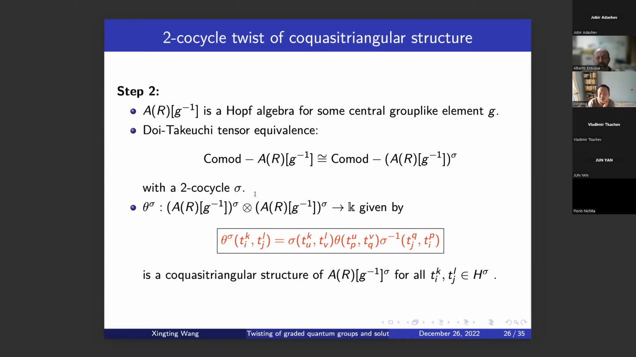Theoretically it works, but practically speaking, as I said, computing two-cocycles of A_R is not easy. Even though we know A_R is a quadratic algebra, after inverting G you don't have a good PBW basis, and you don't know how many elements you should compute. So finding all possible two-cocycles on A_R seems, at least to me, very hard to do. But we have a very special two-cocycle twist, which is given by twisting pairs.